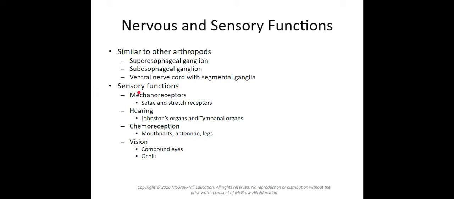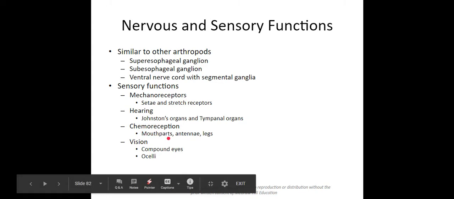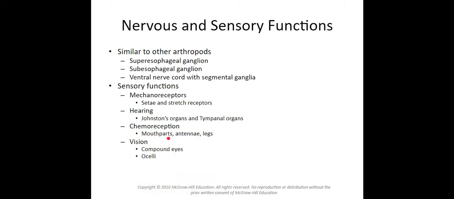They have several different ways of getting sensory information. They have mechanoreceptors, so that's going to be feel. They have setae, which are little hairs, and stretch receptors, so they can feel when things move around them. Hearing, they have Johnston's organs and tympanal organs. Tympanal organs are like your eardrum, your tympanum, and that shakes to transmit sound into the brain. They have chemoreception to pick up chemicals either in their food or in their environment.